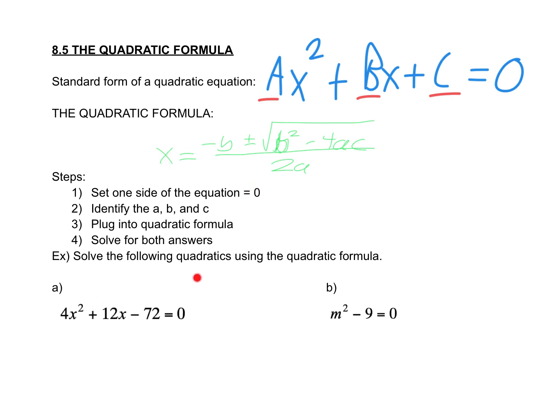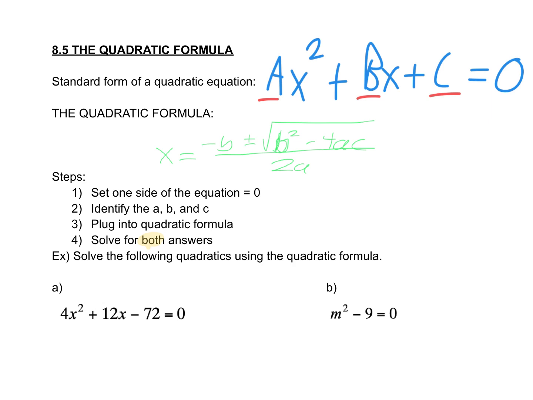So the way we're going to solve these problems, we're going to set one side equal to 0. Some of them already are. We're going to identify the a, b, and c values, plug them into the quadratic formula, and solve for both answers. So we're actually going to get 2 answers, and that's because of this plus and minus symbol. I'll explain that once we get through our first example.